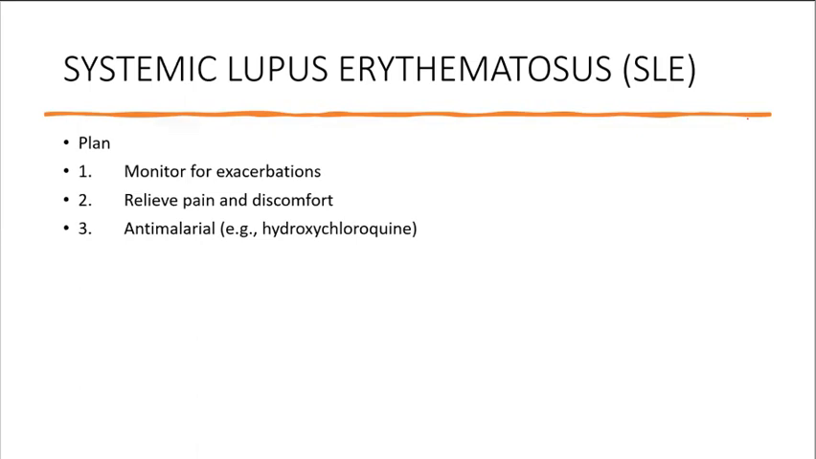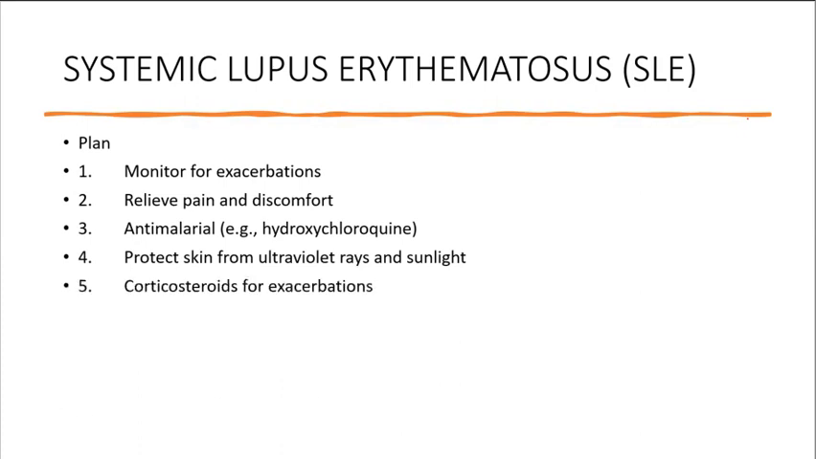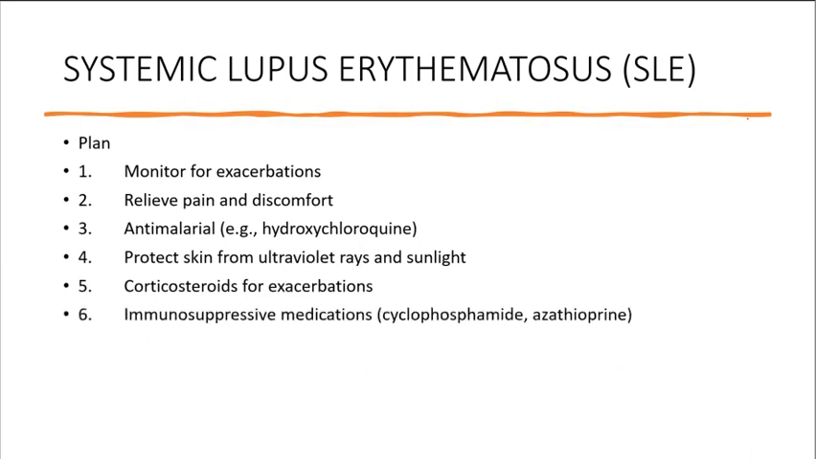their face. We also want to protect them from ultraviolet rays and sunlight because they have this photosensitivity, they have this scaly and itching rash, so you want to protect them from the sun. We want to give them corticosteroids, especially if there's any exacerbation. So again, we want to place them on immunosuppressive medication. That's our friend there, azathioprine, which we said is an immune modulator.